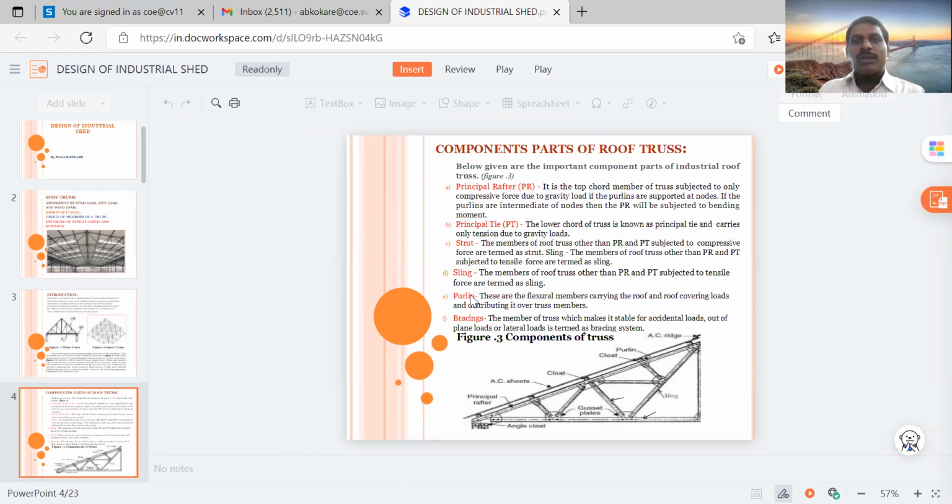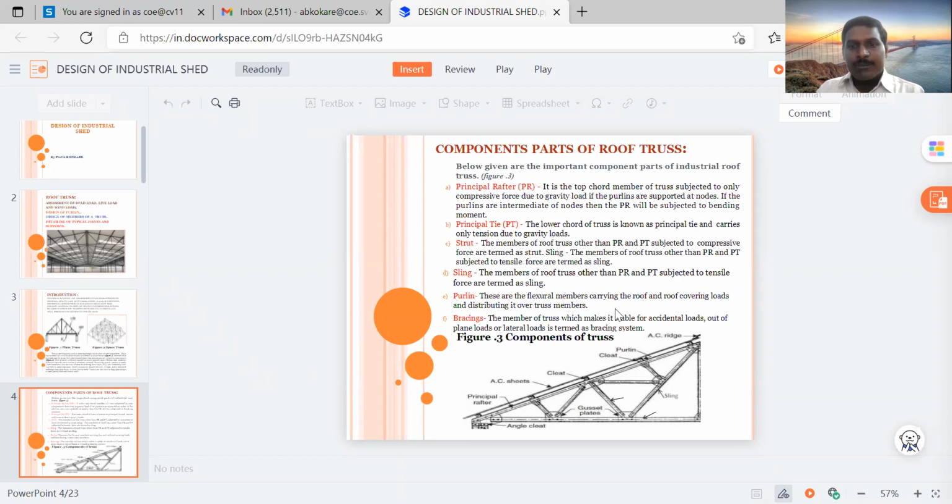The next component part of the roof truss is the purlin. The purlins are the flexural members which are rested on the principal rafter. As we have discussed, the purlins are rested on the principal rafter, and above the purlin, the sheets are there. The sheet may be AC sheet or GI sheet. Those sheets are rested on the purlin, and purlins are rested on the principal rafter. The principal rafter is the inclined topmost member.